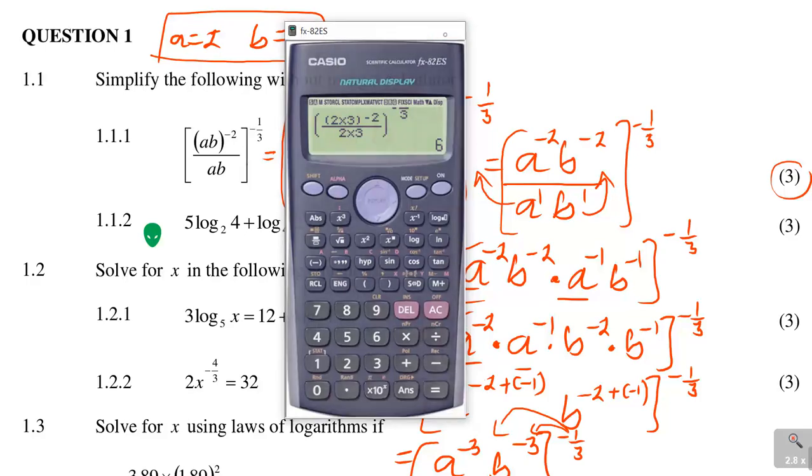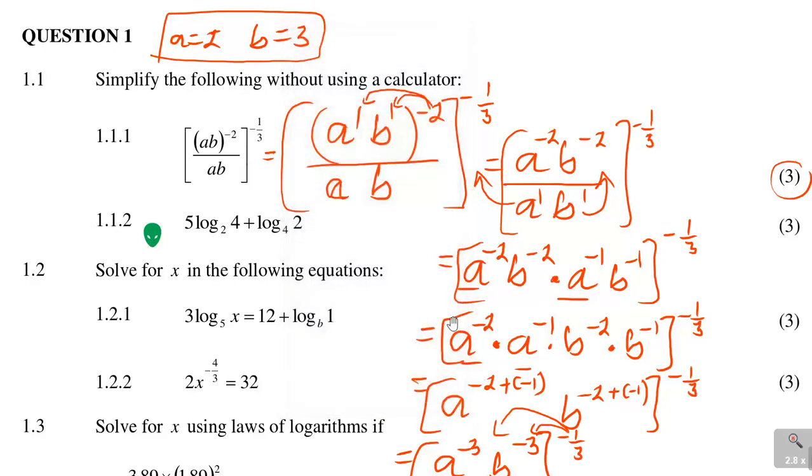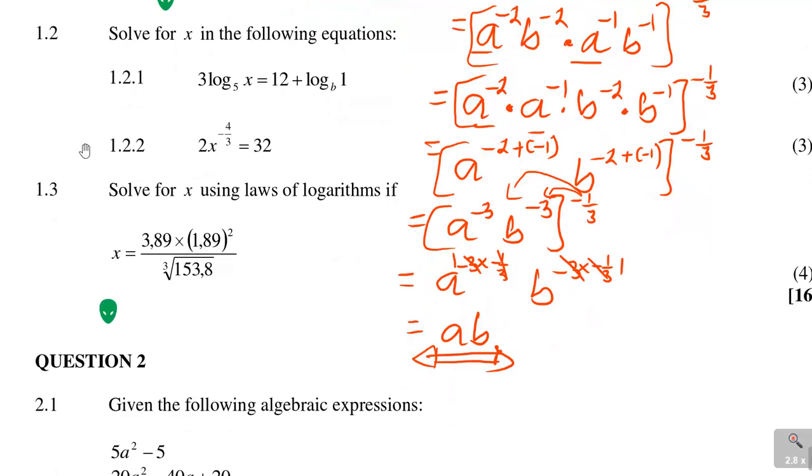Let me go to my final answer also and see if it will give me a 6. Remember, a is 2 and b is 3. Now if you say 2 times 3, I'm getting a 6. So whenever the answer in the beginning matches the final answer, when the two are matching, it means your simplification is correct. So that is how you can solve that question. So you get your 3 marks.